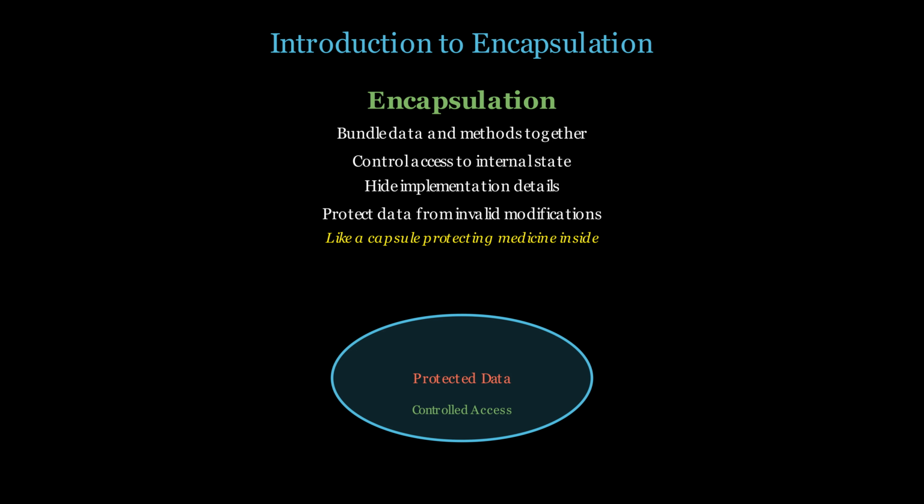Think of it like a capsule protecting medicine inside. The capsule controls how the medicine is released. Similarly, encapsulation controls how data is accessed and modified, ensuring integrity and security. Python uses naming conventions to indicate access levels. Unlike some languages, Python doesn't enforce strict access control, but conventions signal intent to developers.